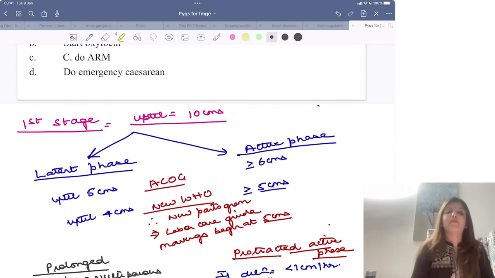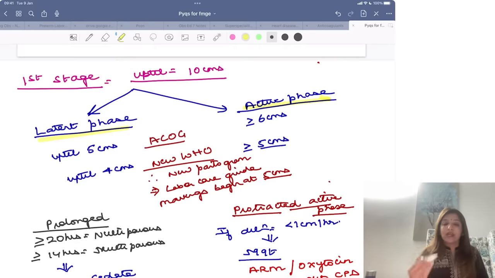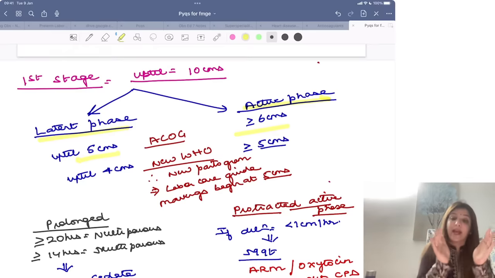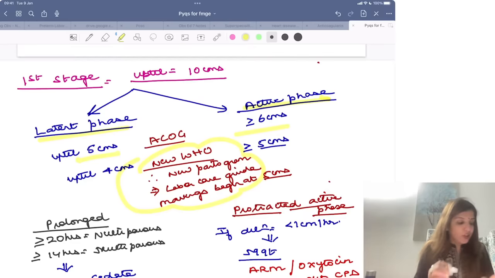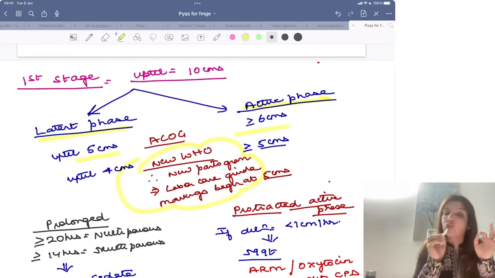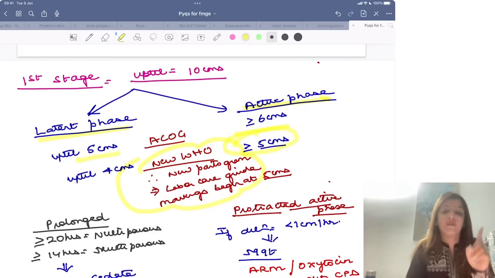First stage of labor ka matlab hai, up till the cervix becomes 10 centimeters dilated. First stage mein, there is latent phase and active phase. According to ACOG, latent phase is up till 5 centimeters and active phase begins at 6 centimeters. जो recent WHO guidelines हैं, जिस पे नया partogram based है, so this is a very very important question. New partogram which is called as Labour Care Guide is based on new WHO recommendations and according to new WHO recommendations, active phase begins at 5 centimeters.